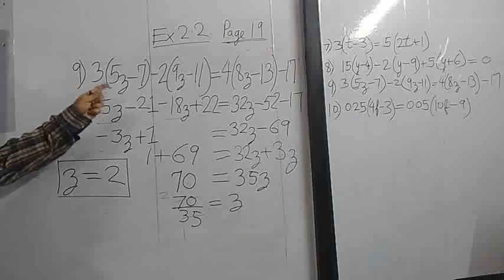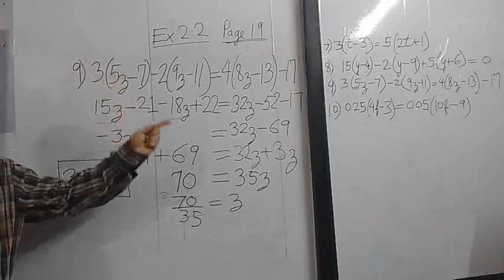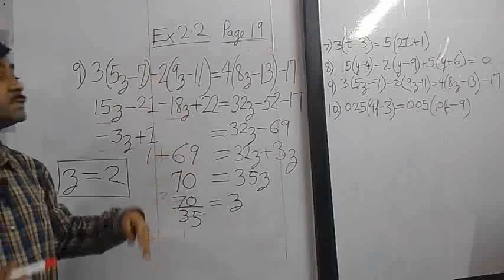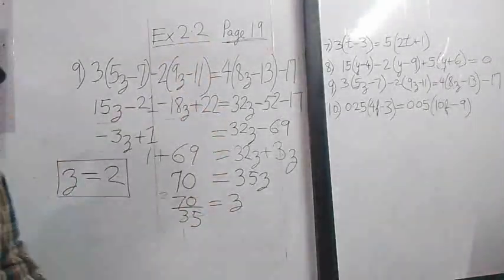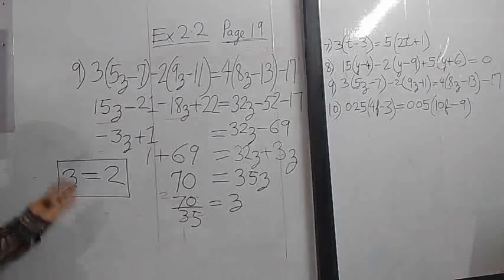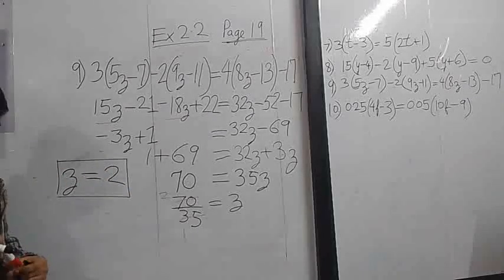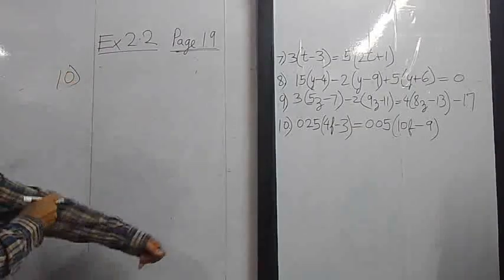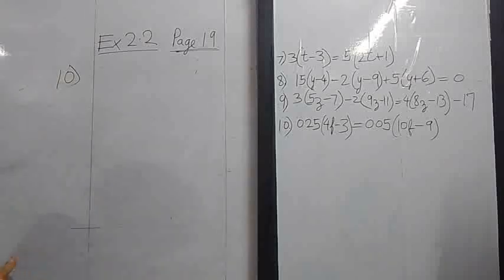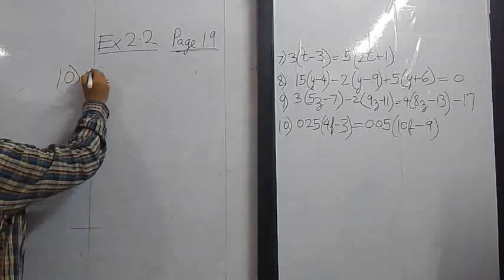We have the ninth question: 3 times (5z minus 7) minus 2 times (9z minus 11) equals 4 times (8z minus 13) minus 17. We calculated this and finally we got the answer as z is 2. Let us continue. Final equation of chapter number 2, which is linear equations in one variable, exercise 2.2.